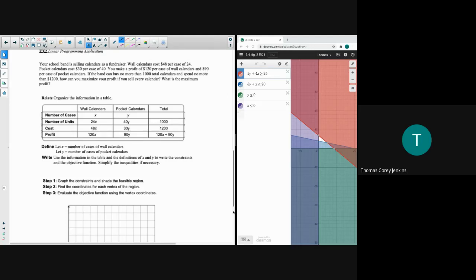So again, kind of skipping to the good part here. You have to make your own constraints here. So that's one hard part of this problem. So try to read through and see how I came up with these constraints, because they're not directly given to you. All right, so the constraints of the problem are 24x plus 40y is less than or equal to 1,000.